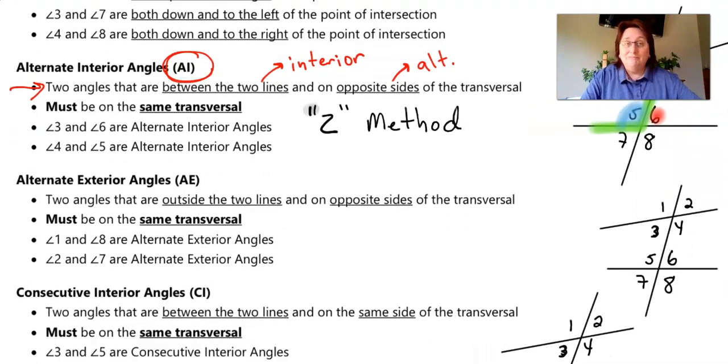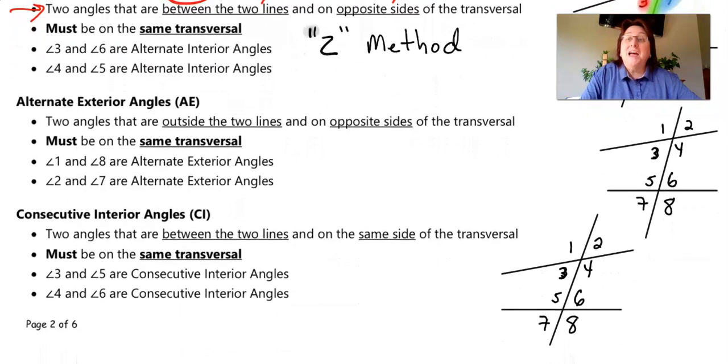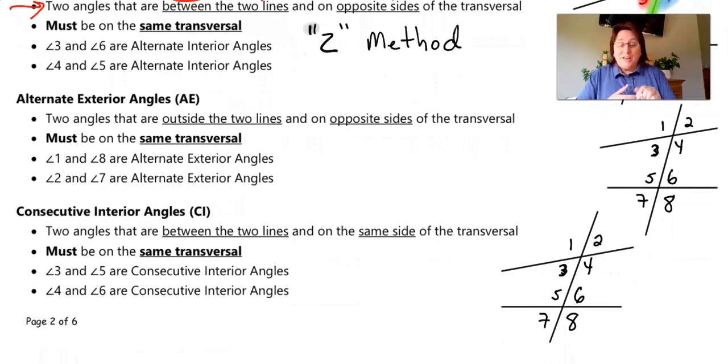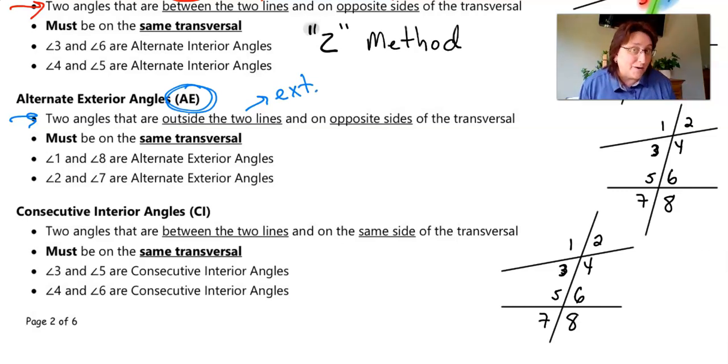Okay, well, if they're alternate exterior angles, it means that they're going to be outside the lines, right? And by the way, look at the way that we abbreviate it, AE for alternate exterior. So these guys are outside the line, hence the word exterior, okay? And on opposite sides of the transversal, hence the word alternate, for alternating across, okay?